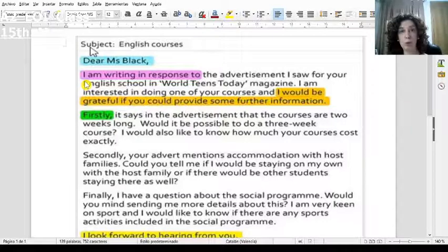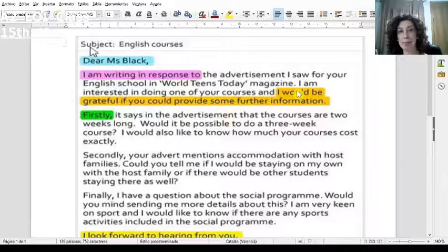No contractions. I am writing in response to, està contestant a un anunci, no? I va a preguntar sobre l'anunci. I am writing in response to the advertisement I saw for your English school in World Teens Today magazine. De vegades també demanem informació de qualsevol anunci, ¿vale? És responent a un anunci que va veure en esta revista, ¿vale?